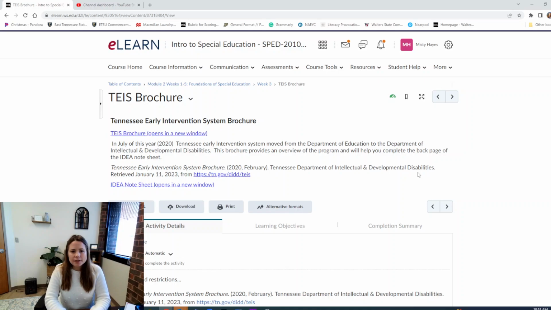The Tennessee Early Intervention System brochure. This is really something that was developed to assist those who have developmental disabilities. And when we're talking about early intervention, this is really geared toward early childhood, but this brochure is really neat. I really want you to look at that and go through that.